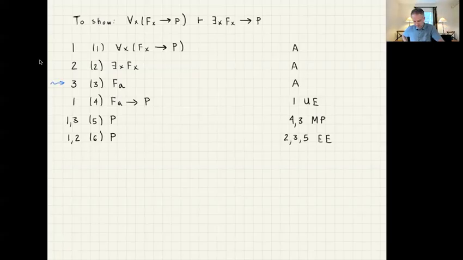So now finally, we can discharge the antecedent of the conditional. So I can write exists x, Fx arrow P. So now 2, 6, conditional proof. So just from line 1, there's something such that if it's F, then P.